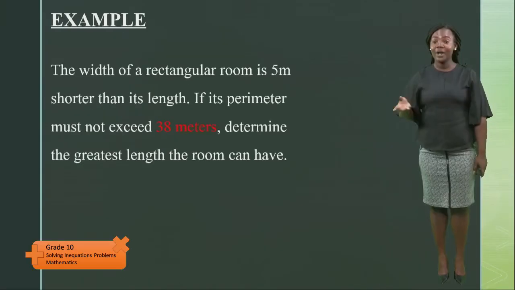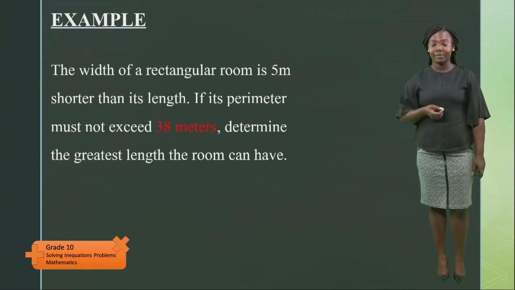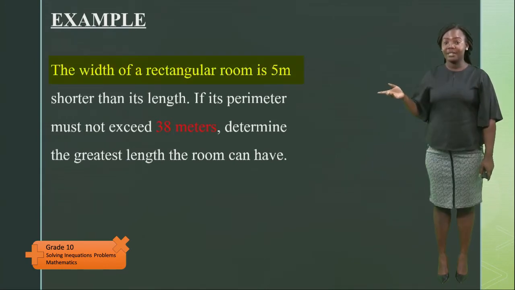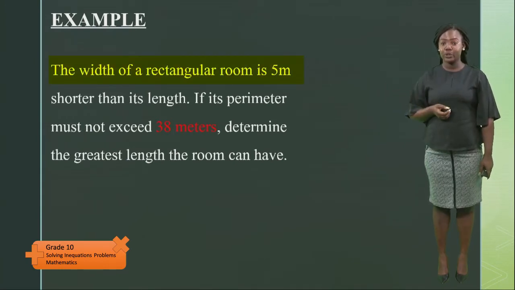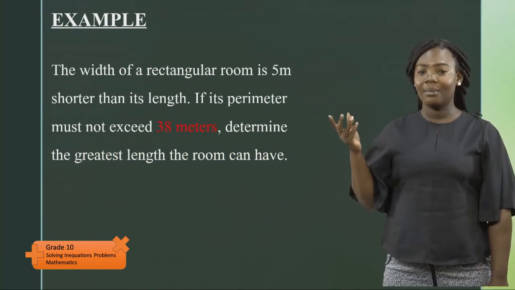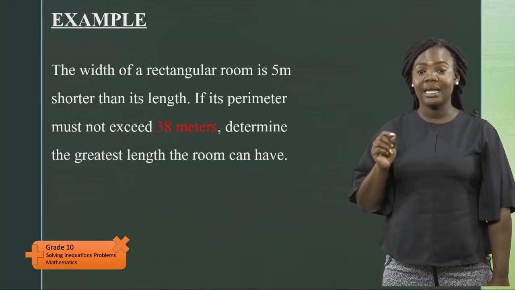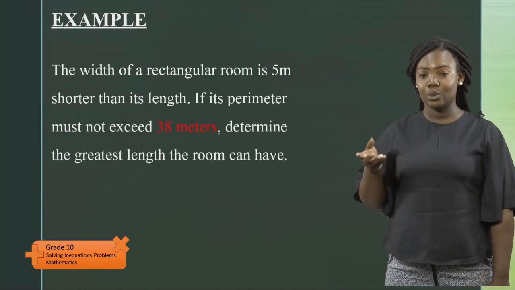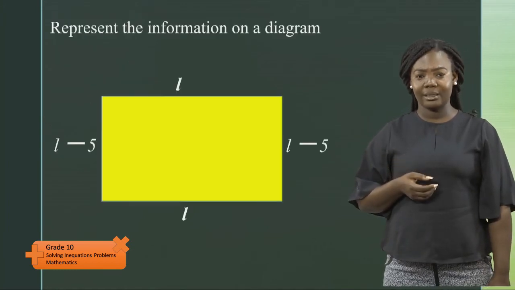Let's continue. Here we have yet another example. Let's read. The width of a rectangular room is 5 meters shorter than its length. If its perimeter must not exceed 38 meters, determine the greatest length the room can have. Now, when you have a problem like this, you will take a different approach towards solving. How do we do that?